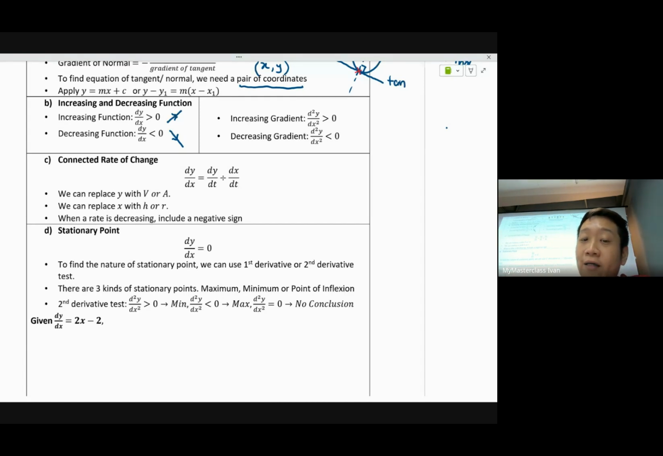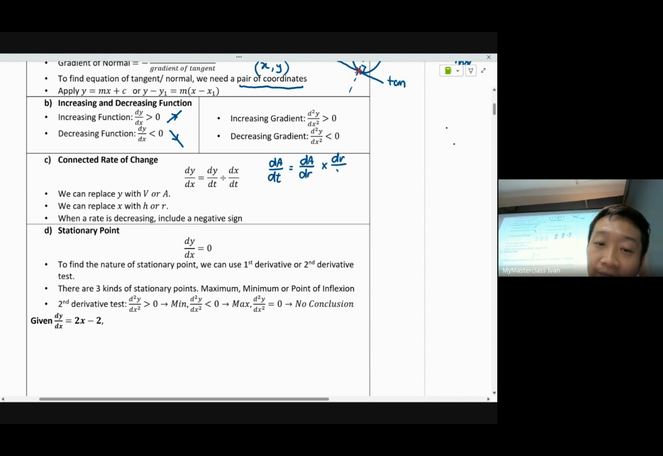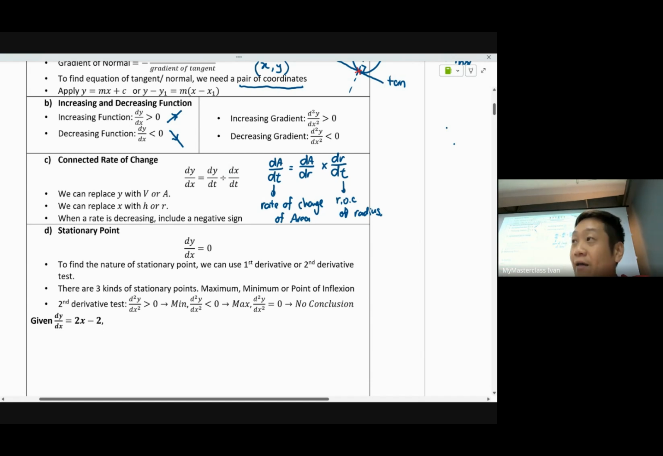Okay, dy dx is equals to dy dt divided by dx dt. Again, in secondary school, there are things like this, or dA dt. Write down for me. Equals to, oh, you need dA dr multiplied by dr dt. Okay, what does dA dt mean? The rate of change of area, well done. Or of area, very good. Okay, then in this case, this one is for rate of change of radius. You know what I mean? Okay, so y can be replaced by v or a, or x can be replaced by height or radius.